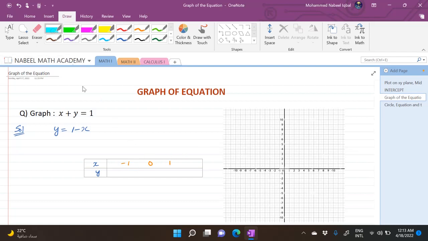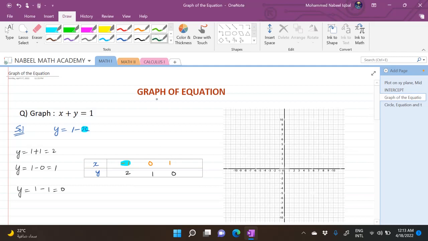Now I substitute the x values here. If you substitute -1, you will get y equals 1 minus of minus 1, which becomes +2. Therefore, you will get 2. Next, when I substitute 0, 1 minus 0, the answer will be 1. Now, when I substitute x equals 1, 1 minus 1, the answer will be 0. If you want, you can extend the points of x.